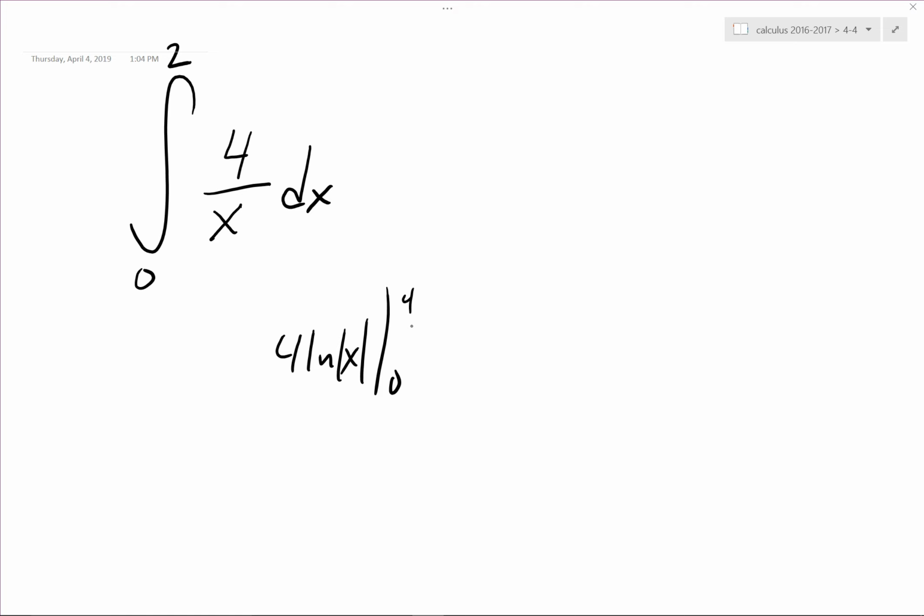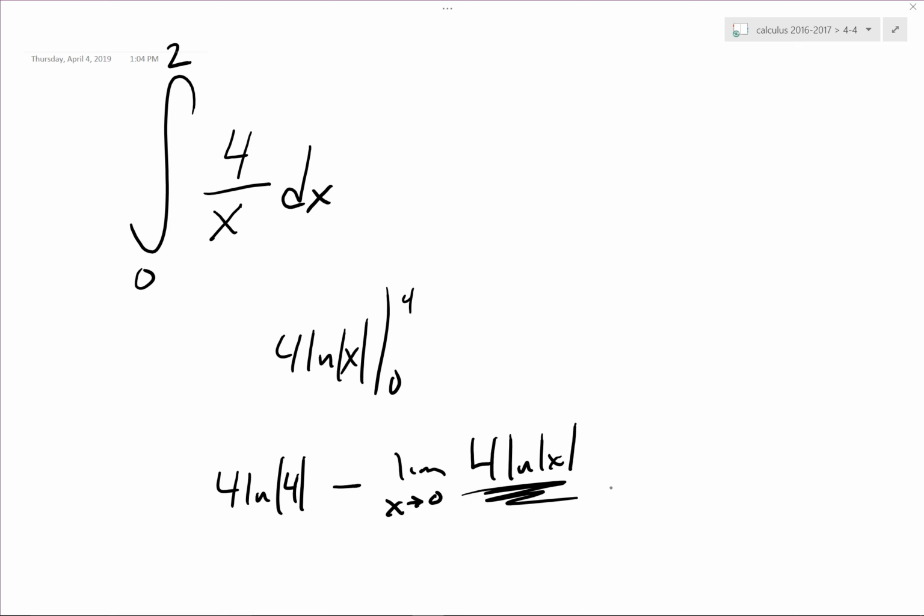Now where was the asymptote originally? Was it at 0 or was it at 2? It was 0. It's an asymptote, yes? So I'm going to take 4 ln 4 minus the limit as x approaches 0 of 4 ln of x. What happens to ln of x as you approach 0? Graph ln x on your calculator. What happens to ln of x? I guess you go to infinity, dear, but we're talking about as you approach 0.